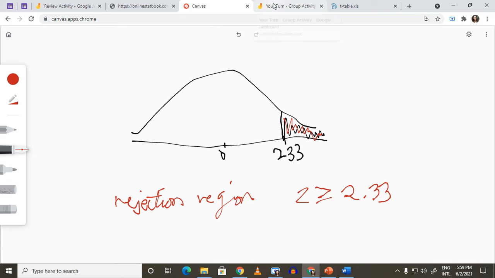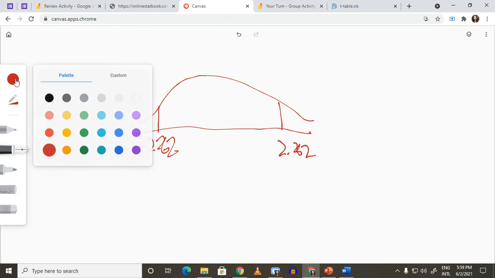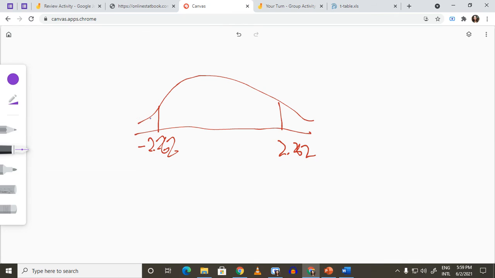Okay? Ito siya. Drawing tayo ng bago. So this one. So andito yung 2.262. Assume natin dito ang negative 2.262. Galing yan sa table natin. Okay, dito naman yung positive 2.262. So which means, ang ating critical region ay itong part na to, or the rejection region. Okay, andyan yung rejection region.